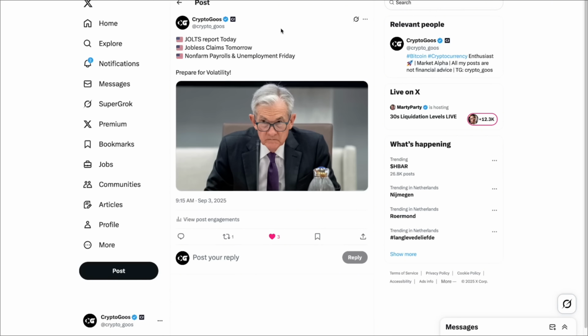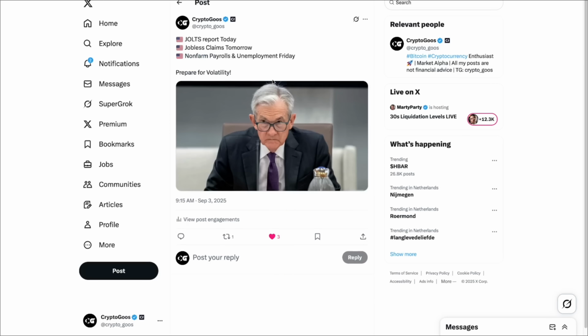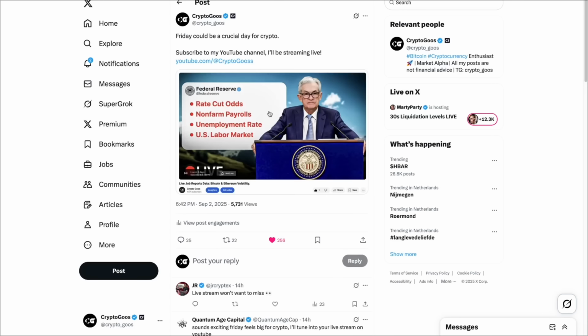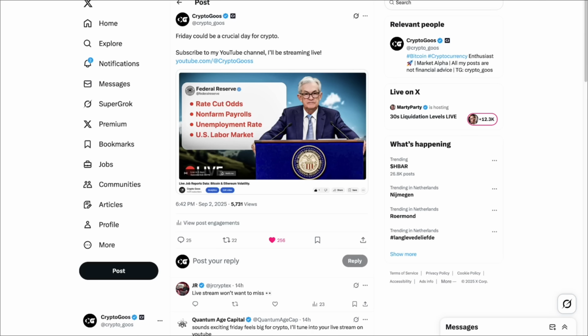And we do truly have a macro storm incoming, with today a super important jobs report coming out. We have the jobless claims tomorrow and the non-farm payrolls and the unemployment rate on Friday. And actually I will be live streaming that data on Friday because I do think that's going to be the most important day of the week. So make sure to join this live stream on the channel if you are getting interested in exactly that.